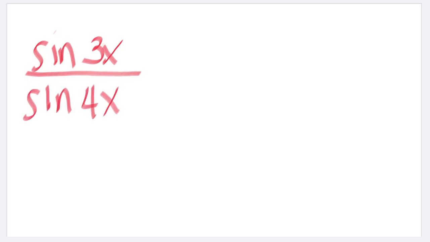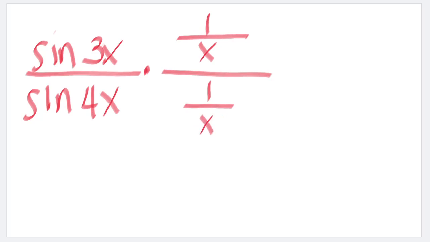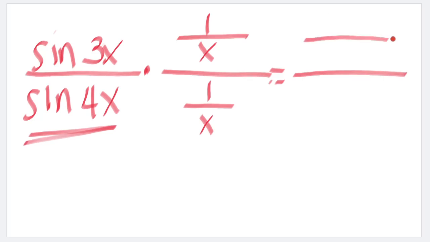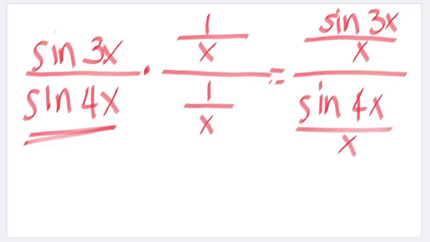I will multiply both parts of the equation, both numerator and denominator, by 1 over x, so the function will become sine 3x over x and sine 4x over x. Question: have I changed the original function? No, because you only multiplied by a function that is equal to 1.